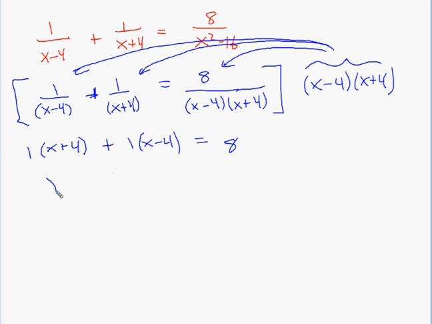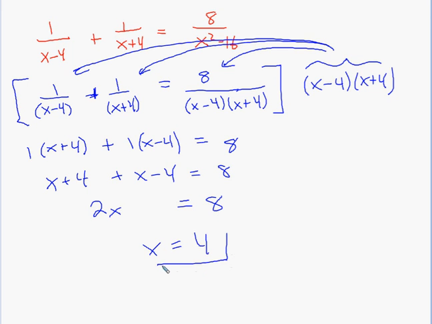Distribute your ones if you need to. Yes, distribute our ones. If we hadn't written those, we would have been fine. Alright, now what? Now you combine your like terms. So you get 2x equals 8. Divide by 2, x equals 4.